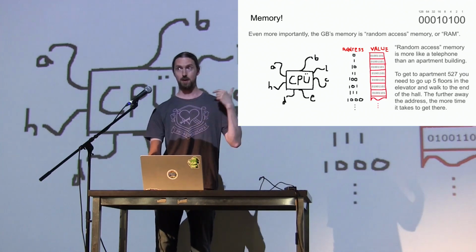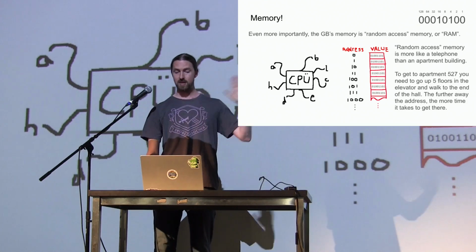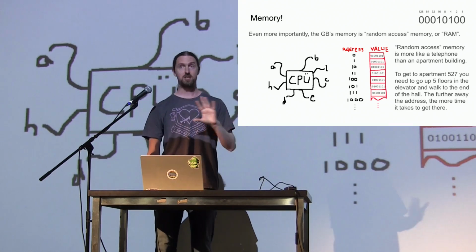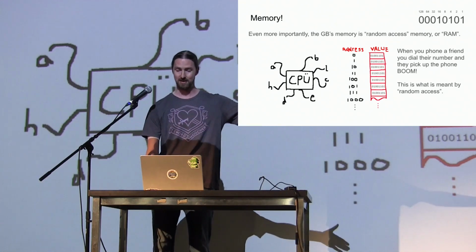In an apartment building, to get to apartment 527, you've got to go up 5 floors and then down to the end of the hall. The further away the address is, the more time it takes to get there. That would suck if you were using a computer and you had to sequentially go through memory to get to an address.